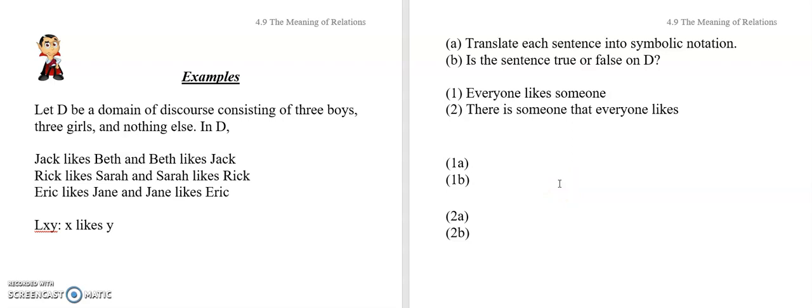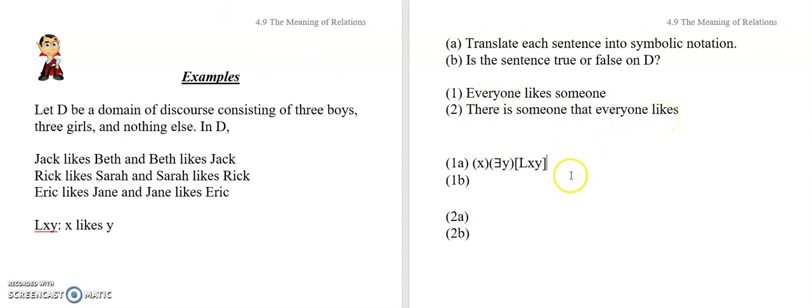Okay, hopefully you had a chance to pause and think this through, but everyone likes someone. So for all X, there exists a Y, all right? Everyone likes someone. So it's going to be at least one, which we're going to translate this way. Everyone likes someone. So for all X, there exists a Y such that LXY. Now, there is someone that everyone likes, okay?